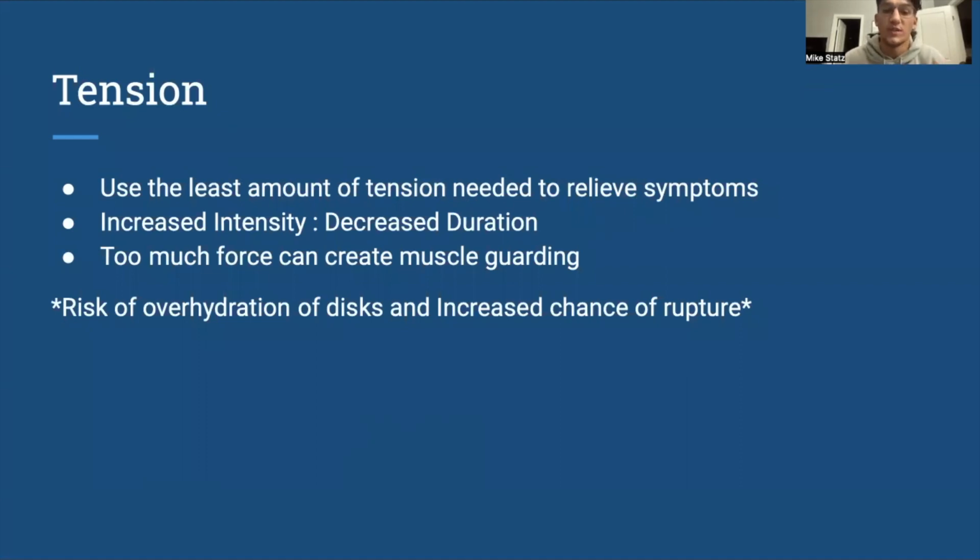Something important to remember is that too much force could end up creating muscle guarding, and then you'll prevent your patient from relaxing, which means we're not going to be able to open up any of the space in the vertebral column. Also, if we're doing too much traction and we separate the vertebral disc too much, we get too much nutrient flow into that disc, and we risk overhydrating the disc, leading to an increased chance of rupture. Just something to be wary of, so that we're not overdoing our traction.